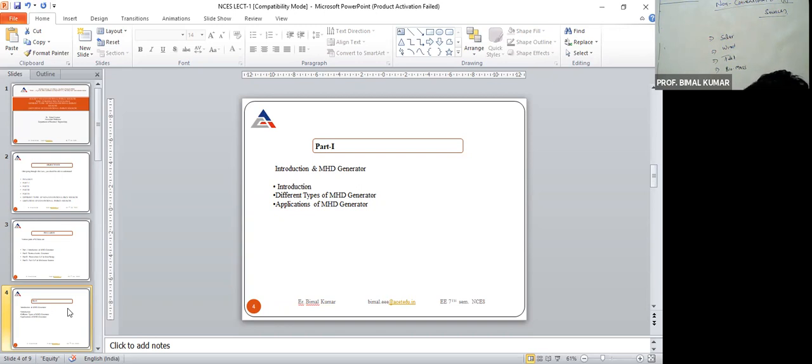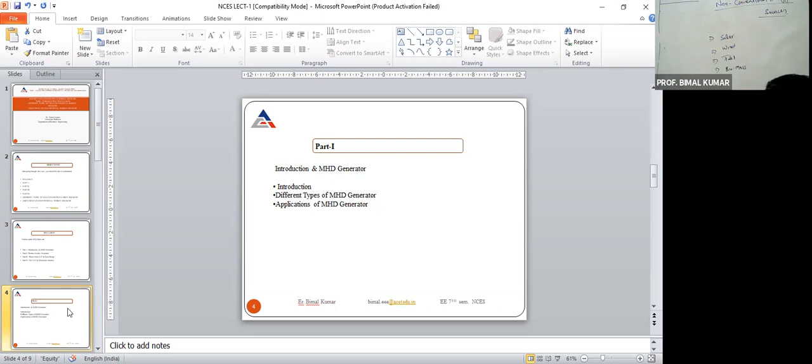Then after that, we will discuss different types of MHD plants, open cycle and closed cycle, right? And then after that, applications as well as economic aspects of the MHD plant.